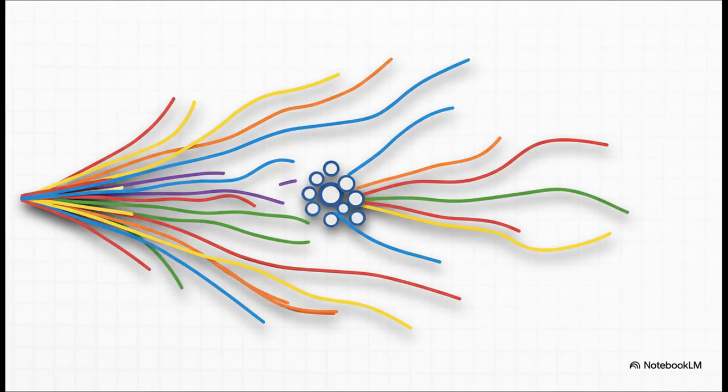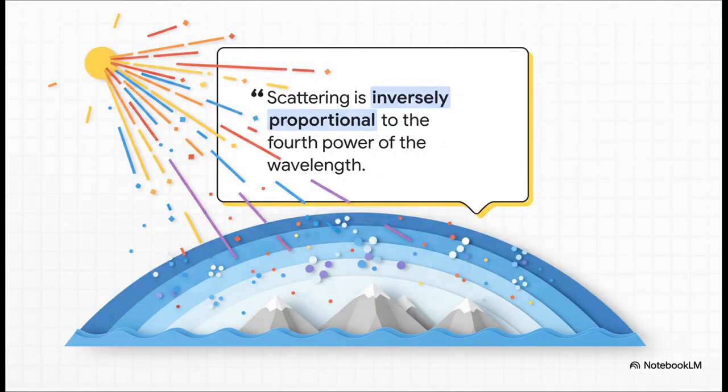So Rayleigh scattering happens when sunlight hits particles that are incredibly small, way smaller than the light's own wavelength. We're talking about individual molecules of nitrogen and oxygen, the main stuff our atmosphere is made of. And because these particles are so tiny, this type of scattering is super picky about the color of light it interacts with. And the physics here is just wow.